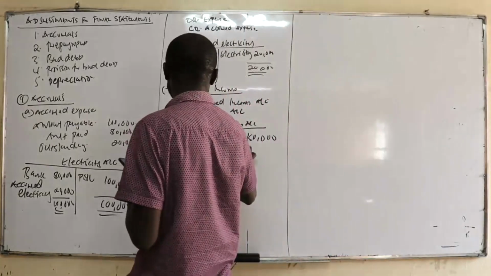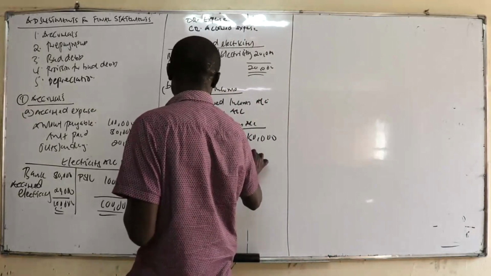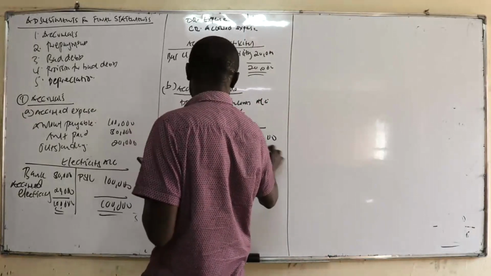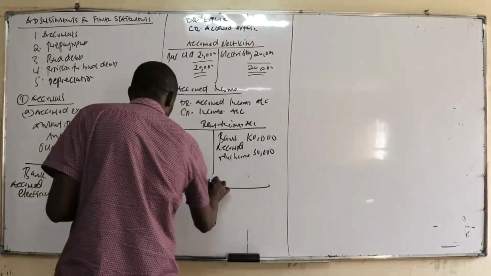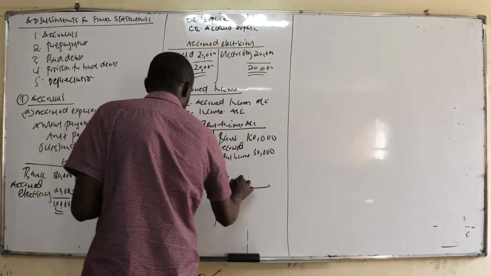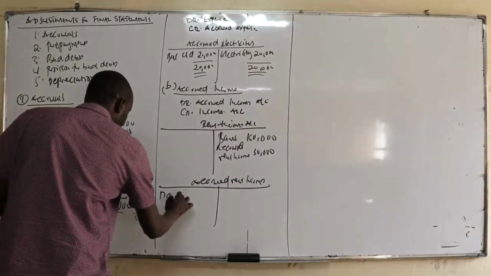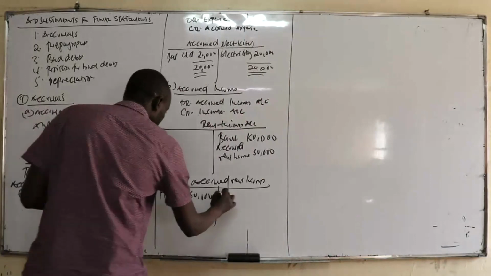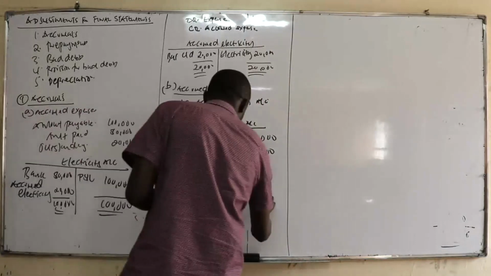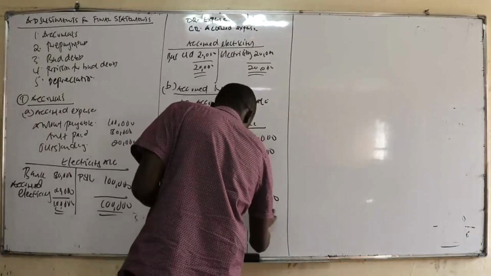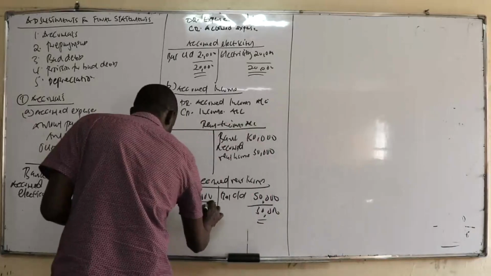You write here accrued rent income, which is 50,000. Then you come here and open another account called accrued rent income. So here you write rent, 50,000. This one you take to the statement of financial position or balance sheet as an asset, 50,000. So this should be transferred as an asset to the statement of financial position.